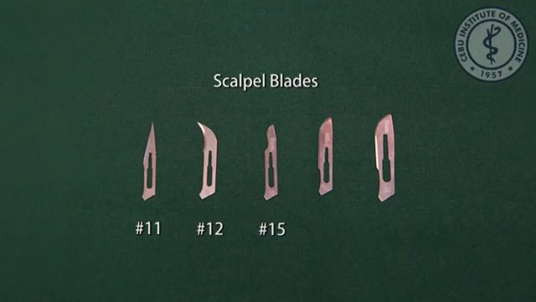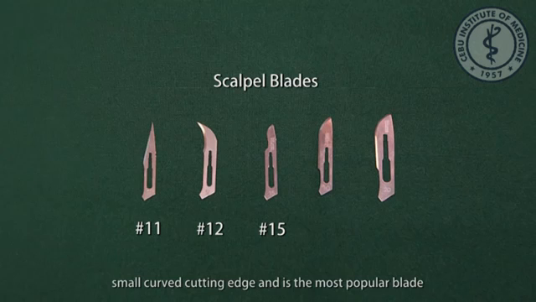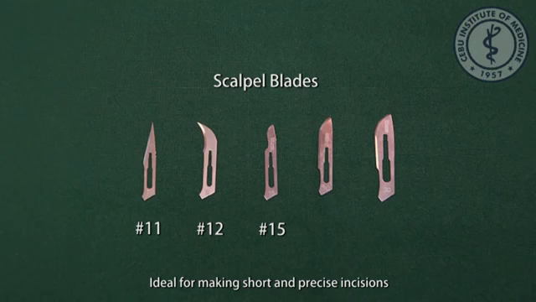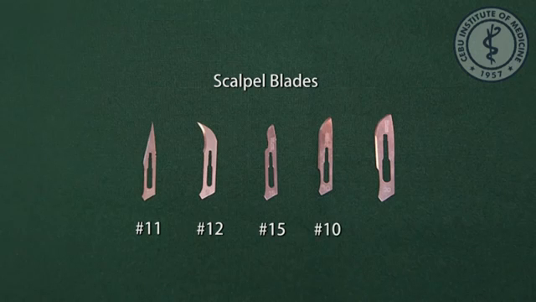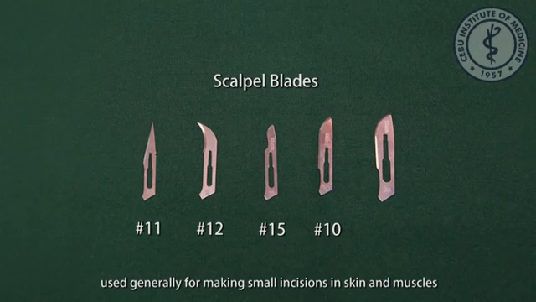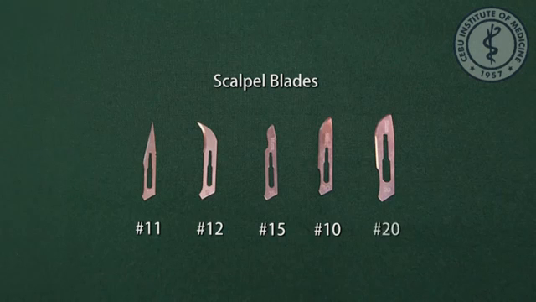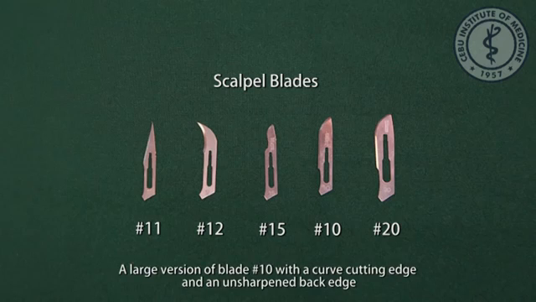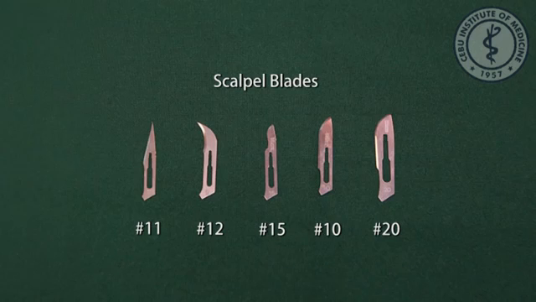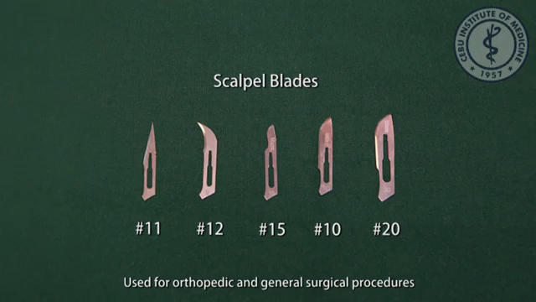Blade number 15, small curved cutting edge, and is the most popular blade, ideal for making short and precise incisions. Blade number 10, used generally for making small incisions in skin and muscles. Blade number 20, a large version of blade number 10 with a curved cutting edge and an unsharpened back edge, used for orthopedic and general surgical procedures.